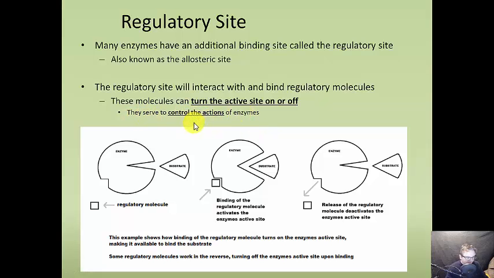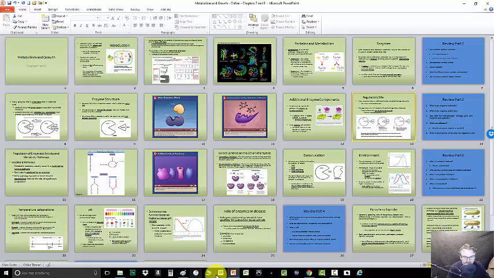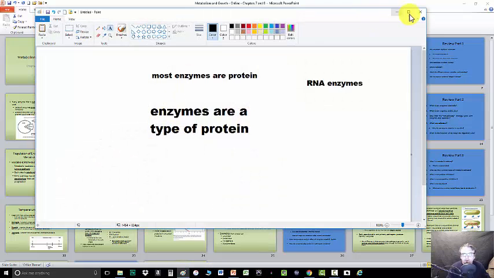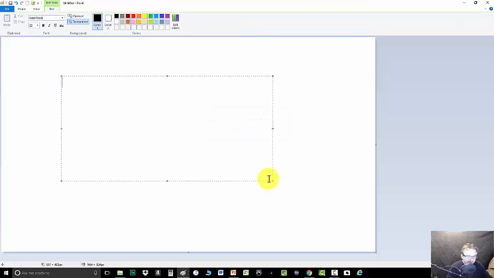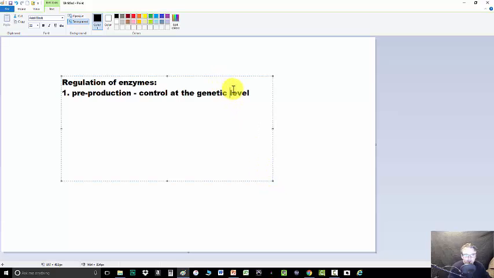So they serve to control the actions of enzymes. Now, I'm not going to quiz you over all this, but just to give you a little bit extra information here, there's really two ways a cell can regulate an enzyme. So regulation of enzymes really occurs in two general ways. And one is, I would call, this is not the technical term, by the way, but I would call it pre-production. And what that means is that it's control at the genetic level. The genetic level, I mean control of the DNA.